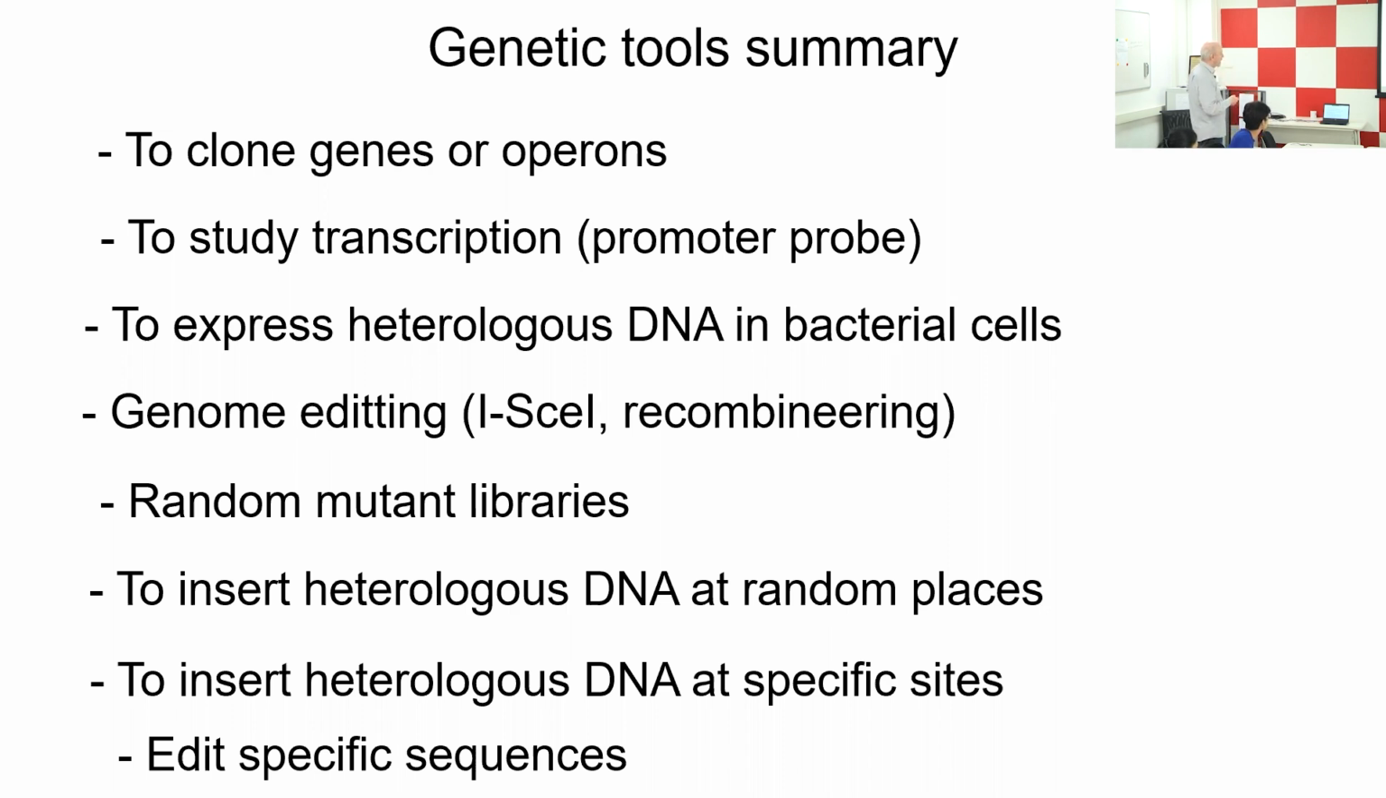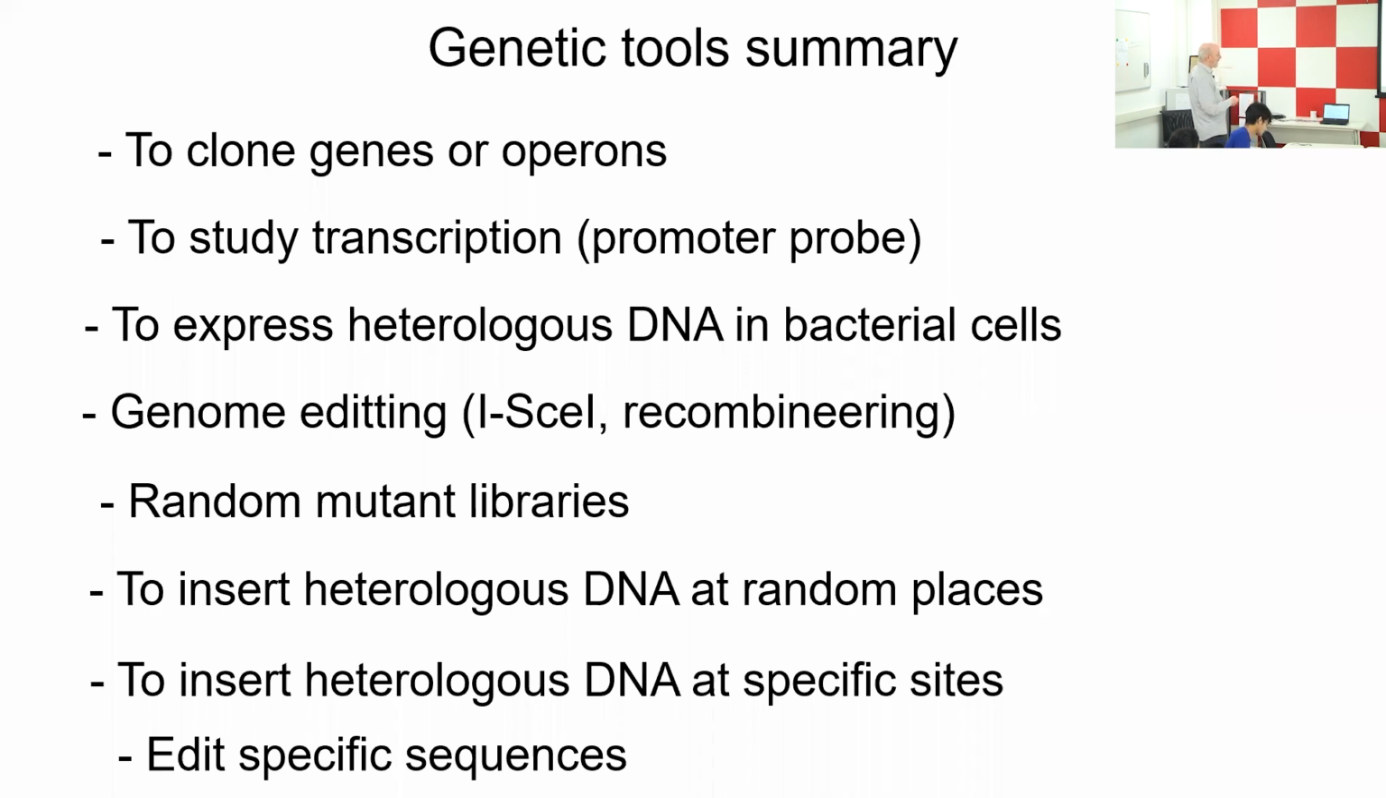Okay, so recapping a little bit the various lectures that you have heard about genetic tools, some of them more traditional, some of them less traditional. First of all, you have a bunch of plasmids, a bunch of vectors to clone genes or operons, and this is the basic operation in genetic engineering, to clone genes or to clone clusters of genes and to have them under your control.